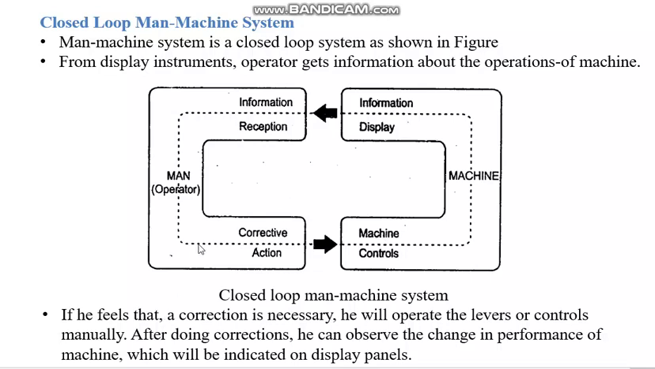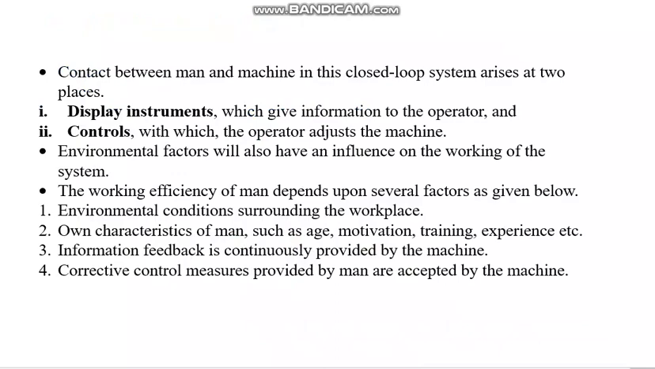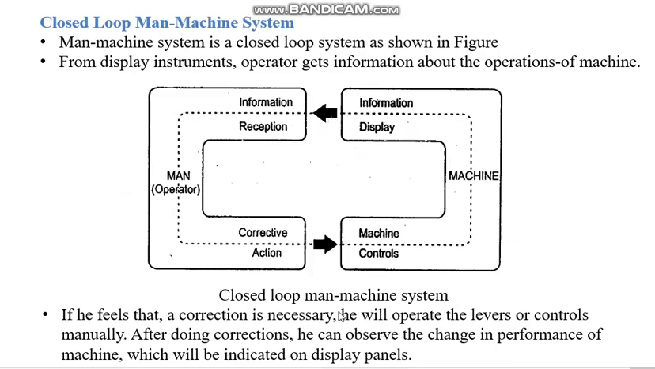From display instruments, the operator gets information about the operations of the machine. If he feels that a correction is necessary, he will operate the levers or controls manually. After doing corrections, he can observe the change in the performance of the machine, which will be indicated on the display panels. Now, the contact between man and machine in this closed loop system arises at two places. Where? Displaying instruments and controls.